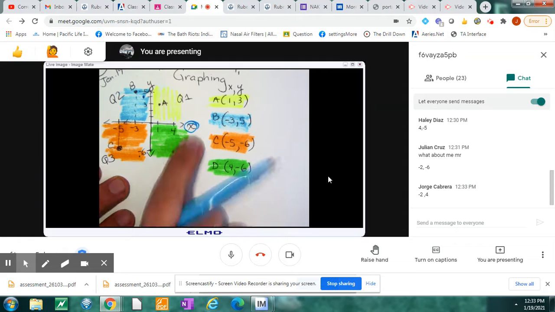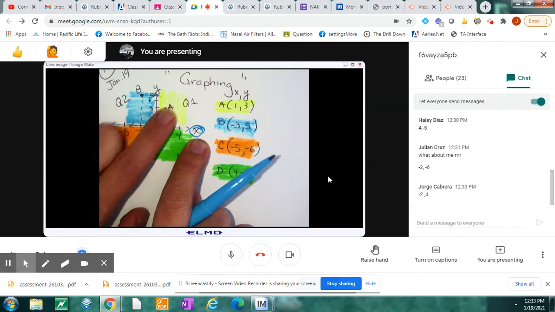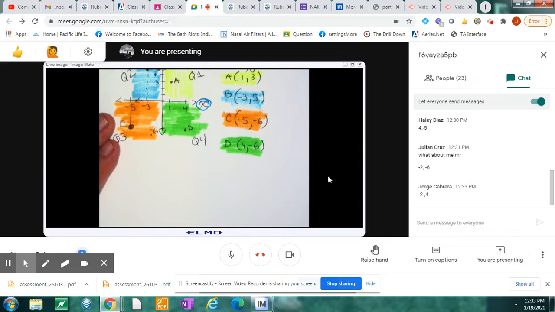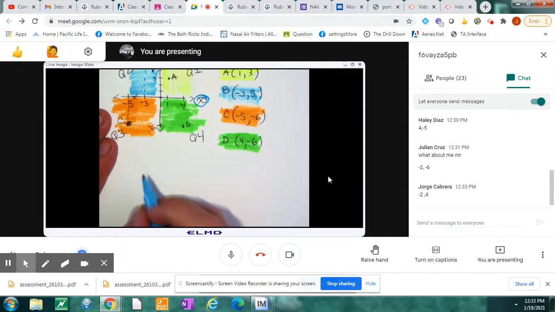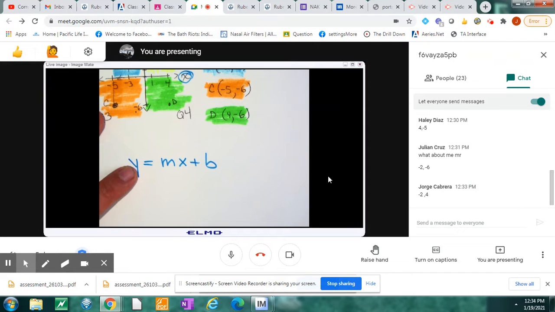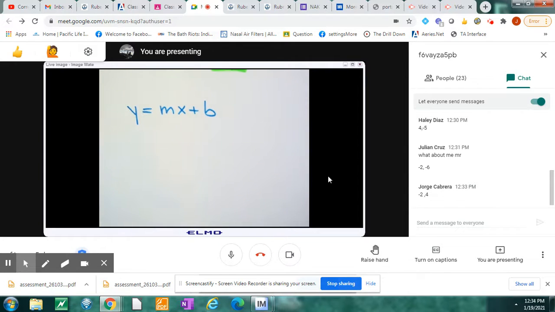Okay. So remember, in graphing, you have X and Y. So what happens is that you have to create an equation. All right. So one of the equations for graphing looks like this. Well, it has to be in this form. Y equals mx plus b form.